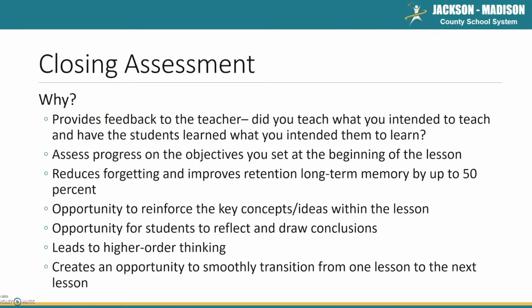Why is the closing assessment essential? Again, it helps provide feedback to the teacher and guides future instruction. It assesses the progress of the daily objectives, and it helps improve long-term retention by up to 50%. It provides an opportunity to reinforce key concepts or ideas and allows students to reflect on the day's lesson and to draw conclusions, which leads to higher order thinking. It also creates an opportunity for a smooth transition from one lesson to the next.